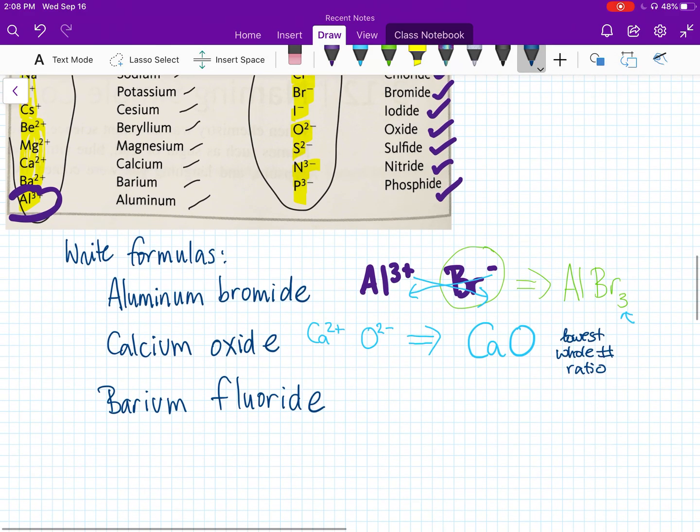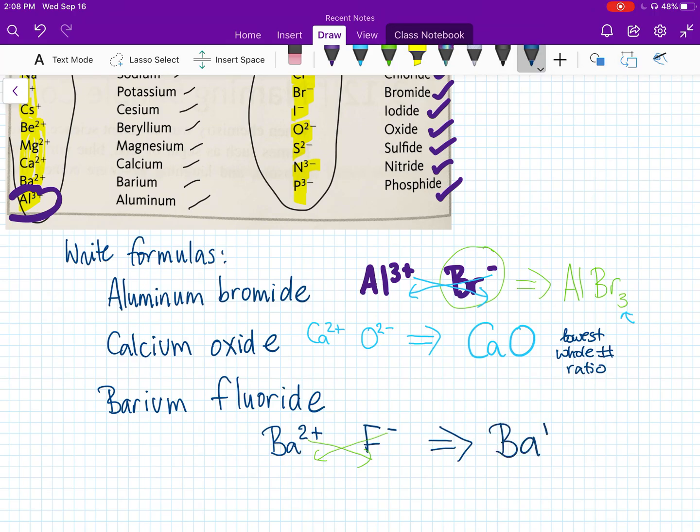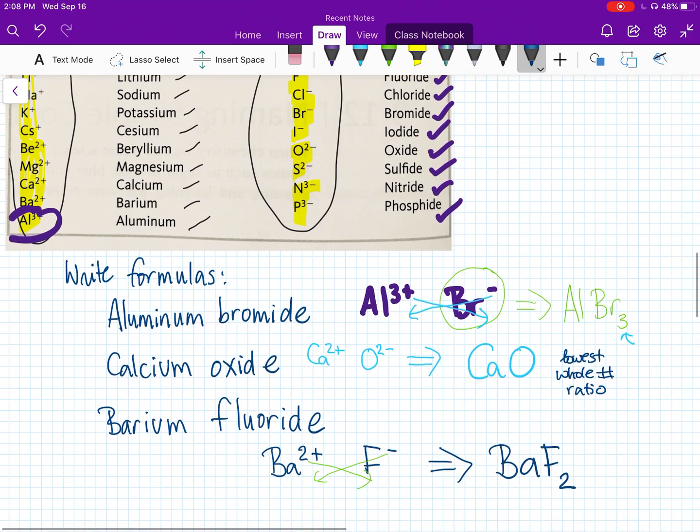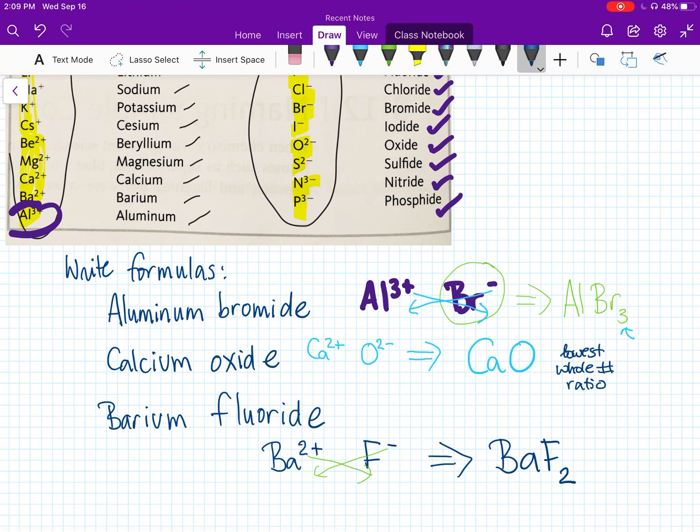Finally, barium fluoride. Barium would be Ba2+ because it's an alkaline earth element. Fluoride is F-1. So when those come together, we need 2 fluorines to balance out the barium. Another way of saying that is we bring the absolute values of the charges down. And there you can see that we need BaF2. So you really need to use the charges that the ions tend to take in order to figure out what the formulas would be for the names of binary ionic compounds.